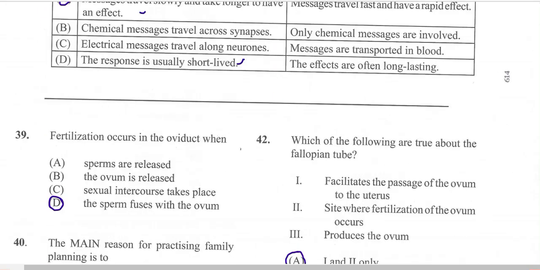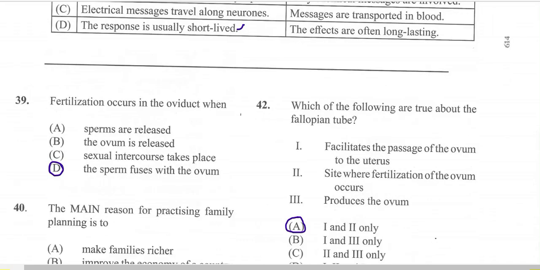Which of the following are true about the fallopian tube? It facilitates the passage of the ovum to the uterus. It is the site where fertilization of the ovum occurs. It does not produce the ovum, that is produced by the ovary. So our answer here is going to be 1 and 2, A, for your answer for 42.